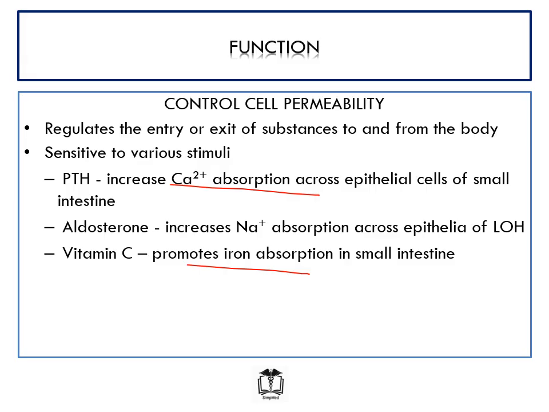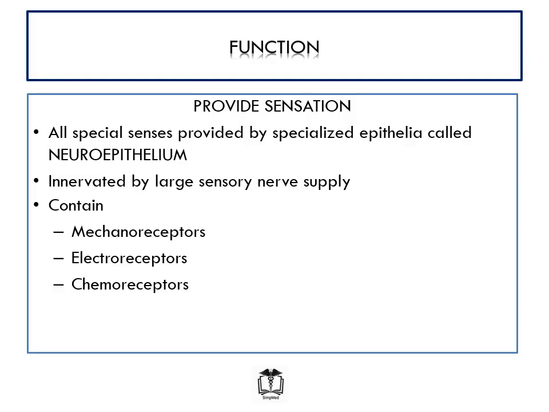One other example is that of the epithelium of the loop of Henle. The loop of Henle is lined by a number of different epithelial cells, and these cells are also sensitive to various stimuli. For example, aldosterone tends to trigger an increase in absorption of sodium across that epithelial tissue. So these are just different sites in the body lined by epithelial tissues that help in regulating entry and exit of different substances to and from the body, due to the fact that they are very sensitive to various stimuli.